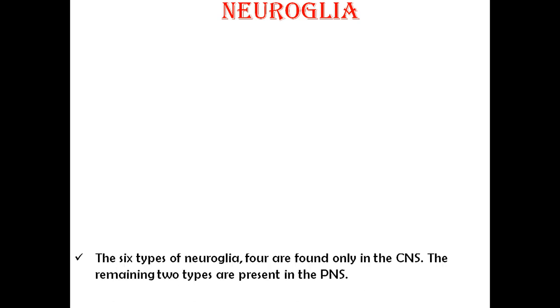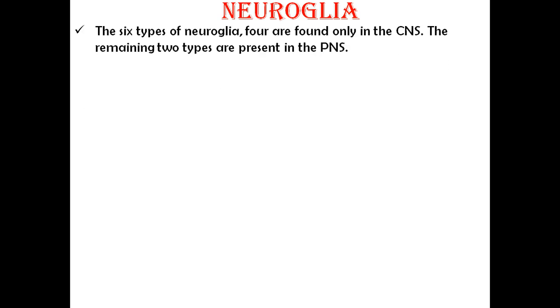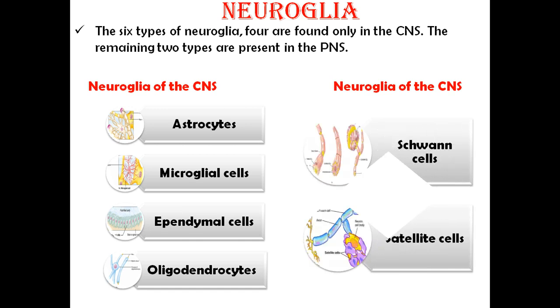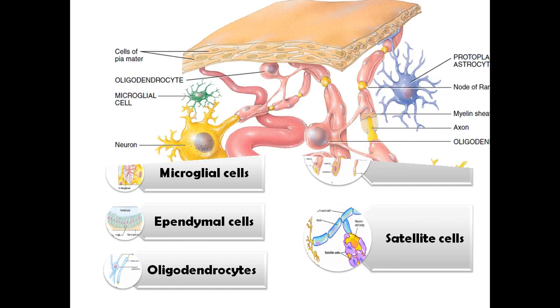Second one is the neuroglia. There are 6 types of neuroglia. In that, 4 are found in the central nervous system and the remaining 2 are found in the peripheral nervous system. First one is the neuroglia of the CNS. There are 4 types. First one is the astrocyte, second one is microglial cells, third one is the ependymal cells, and fourth one is the oligodendrocytes. Second one is the neuroglia of the peripheral nervous system: Schwann cells and the satellite cells.